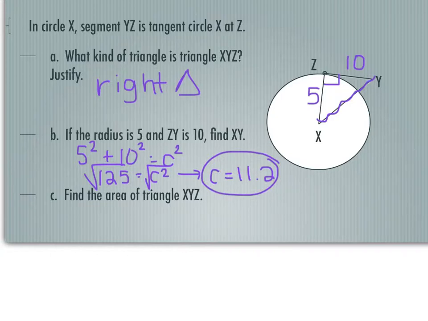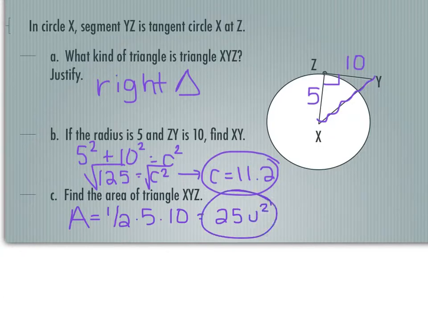How convenient, right? So for my area, I would do 1/2, yep, times 5 times 10, doesn't matter what order I go in there, and that would be 25 square units. Okay? So really, the big new part of the lesson today is that we have a right angle there, right? And then everything else is just stuff we already know.